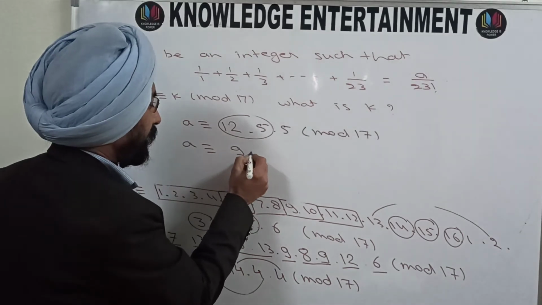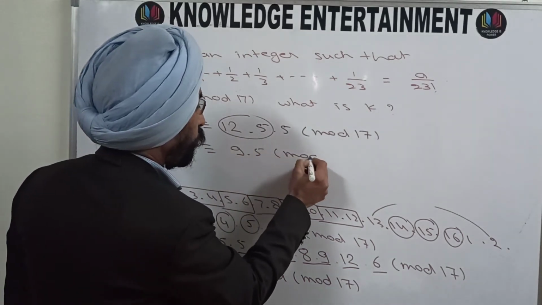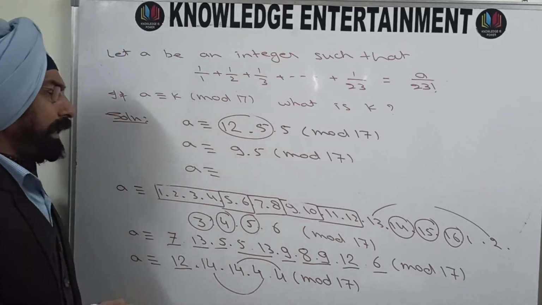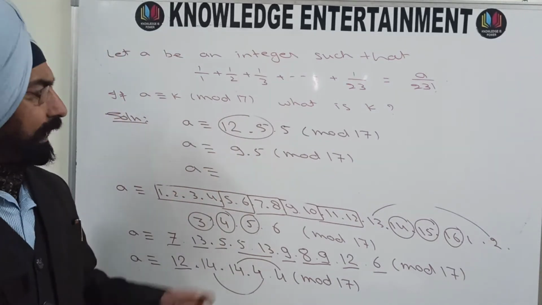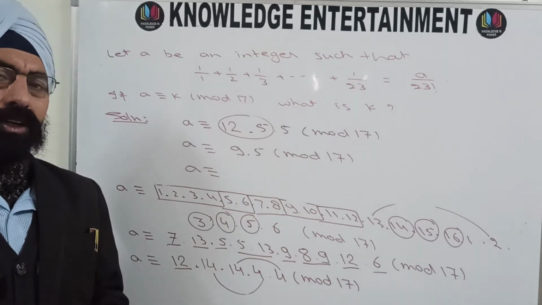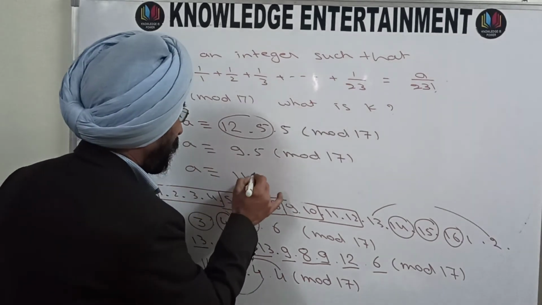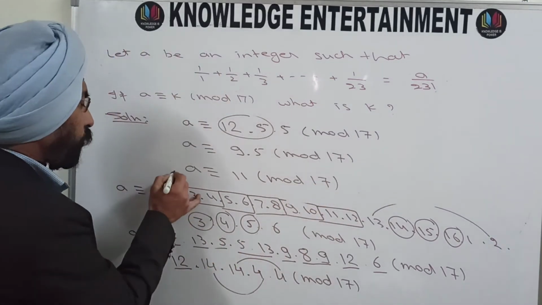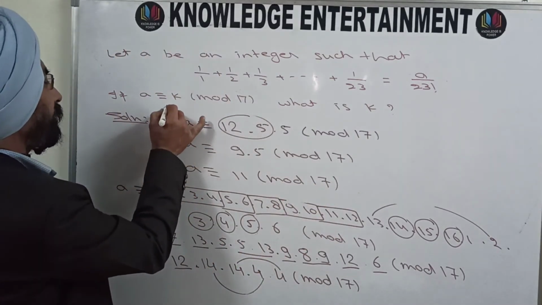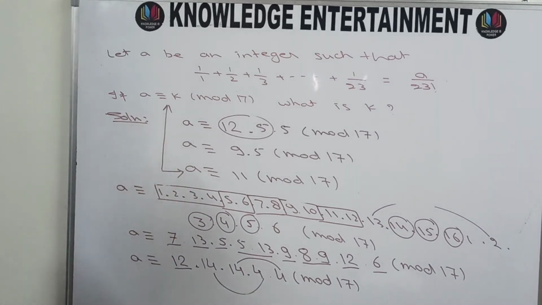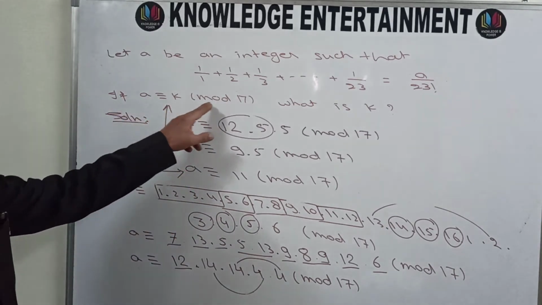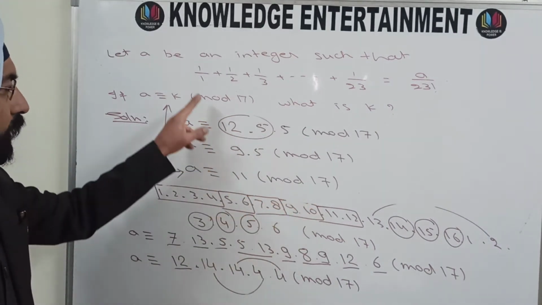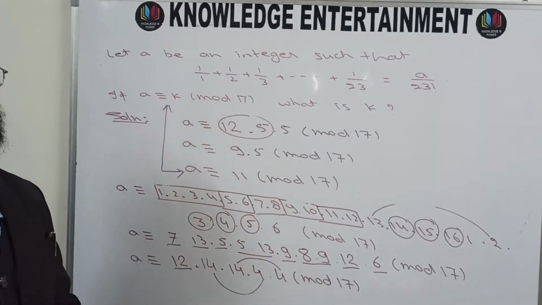So 9 into 5 modulo 17, and now the last step, A is congruent to 9 into 5 is 45, and 45 divided by 17 we will get remainder 11. So 11 modulo 17. Now compare this with the question. In the question you have A is congruent to K modulo 17, and here you have A is congruent to 11 modulo 17. So comparing these two, we get K is equal to 11.